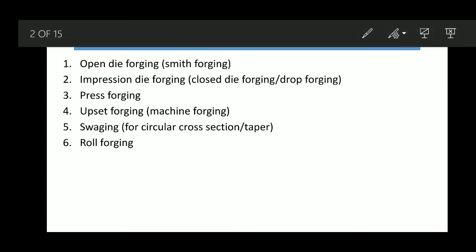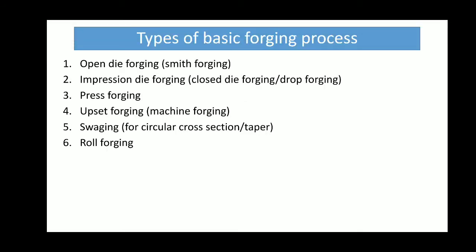So today once again we are going to discuss some other classification of the forging process, how we can discuss the different types of basic forging processes. So how can we define them? We can categorize them: we can have the open die forging process, which is nothing but the smith forging process that we generally see with blacksmiths, generally using a manual hammer or power hammer.